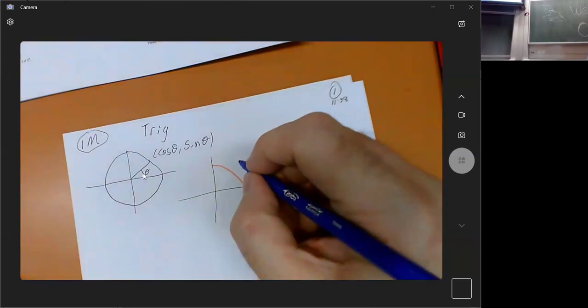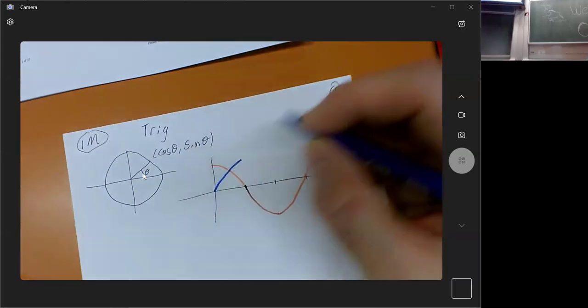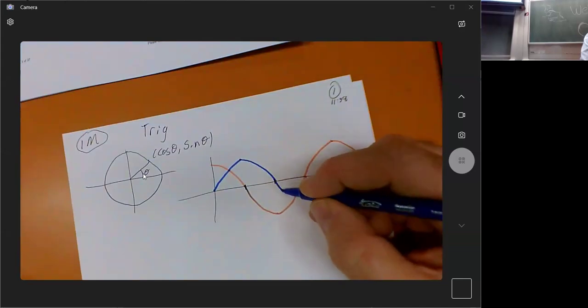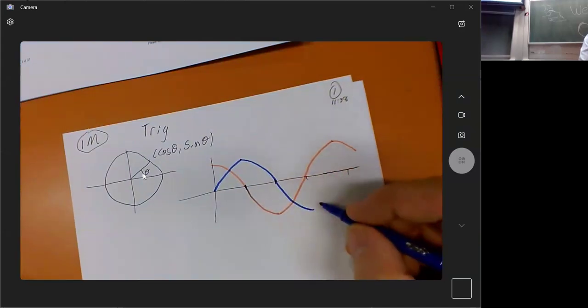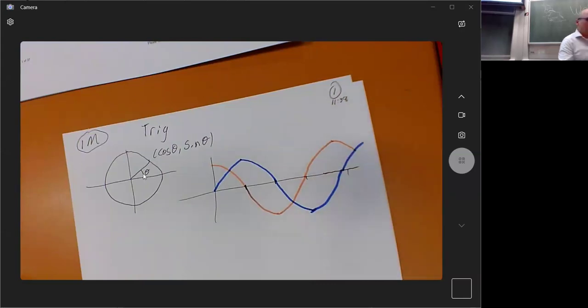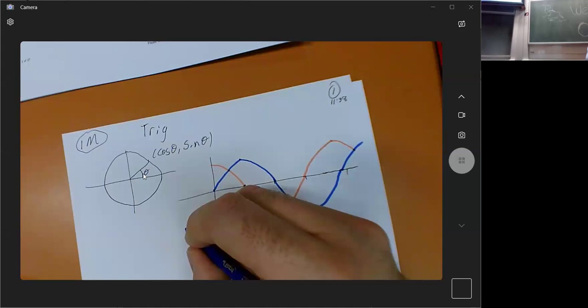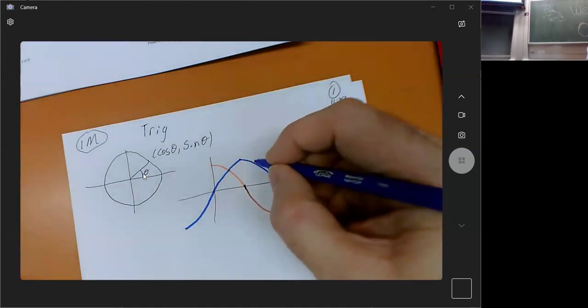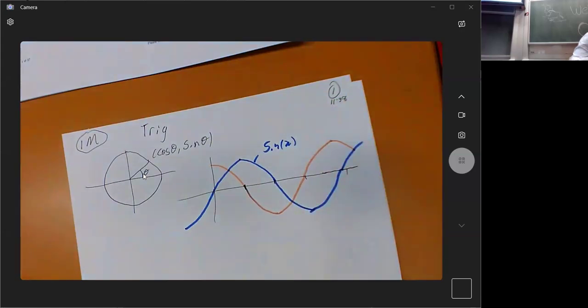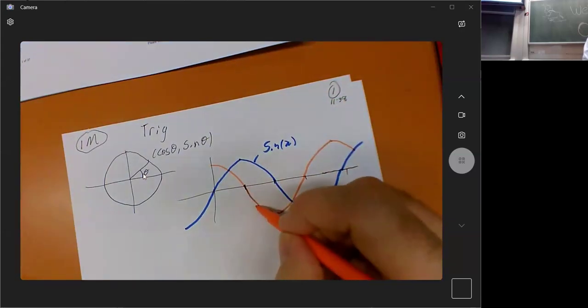I actually heard the guys talking after the last one I did about trig things, and how to memorize which one is which. All right, so this one is sine of x, and this one is cosine of x.